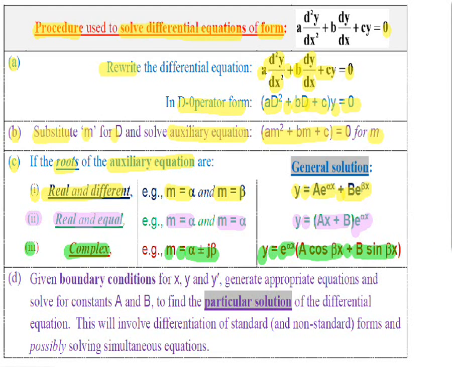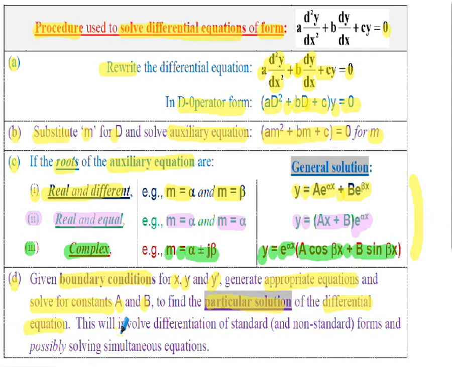So by the end of the third step in this process, we will have the general solution to the homogeneous second order differential equation we're trying to solve. Now in step 4 of the process, if we are given boundary conditions for x, y and y dash, the first differential, we can generate appropriate equations and solve for constants A and B in the above equations shown here in step 3. And we can find what's called the particular solution of the differential equation.